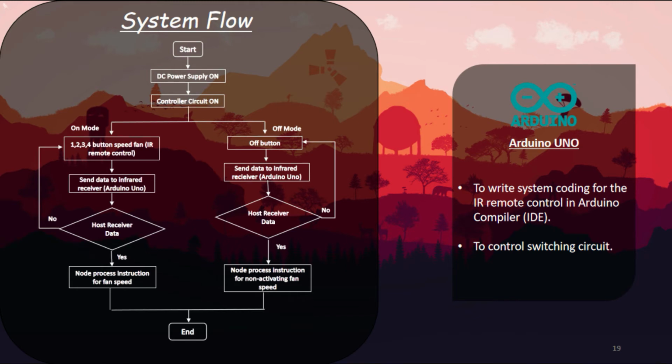And then the off mode button is set in the coding. It is the same: it sends data to the infrared receiver, and then the host receiver data will instruct the fan to stop activating its speed. So that is basically the same concept as a regular ceiling fan.